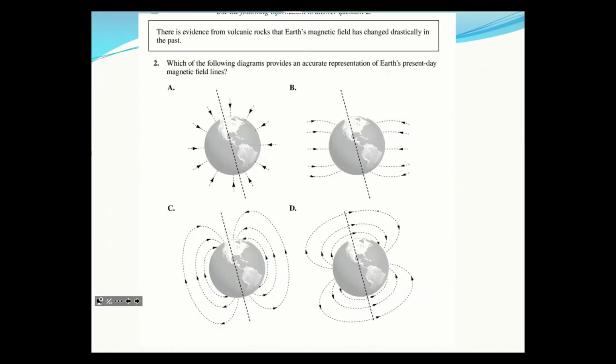Two: there's past evidence of volcanic rocks that Earth's magnetic field has changed drastically in the past. Which of the following diagrams provides an accurate representation of Earth's present-day magnetic field lines? So not these ones. Magnetic field lines go in a loop, and the field goes towards the North Pole, which is actually magnetic south, but geographic north. So C is the correct answer.